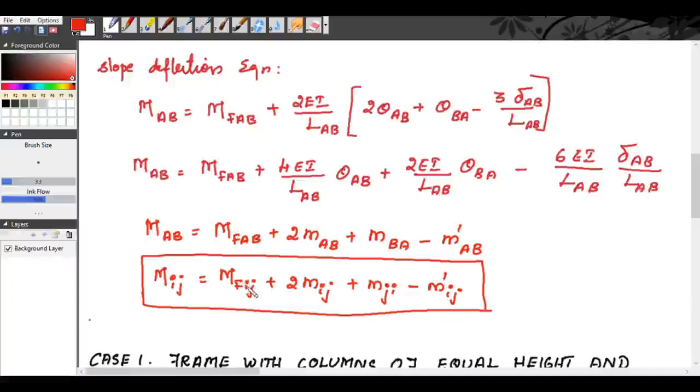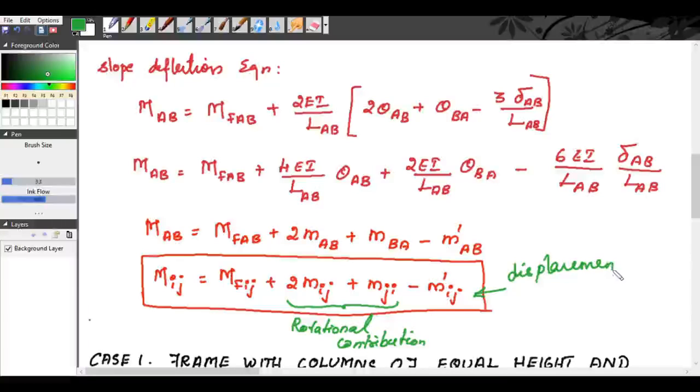So in order to find the fixed end moment, we know this depends upon the external loadings. This rotational contribution depends upon the rotational factors, and this displacement contribution depends upon the displacement factor. So these two are the rotational contributions. This M dash Ij is displacement contribution. And this Mf of Ij is fixed end moment.